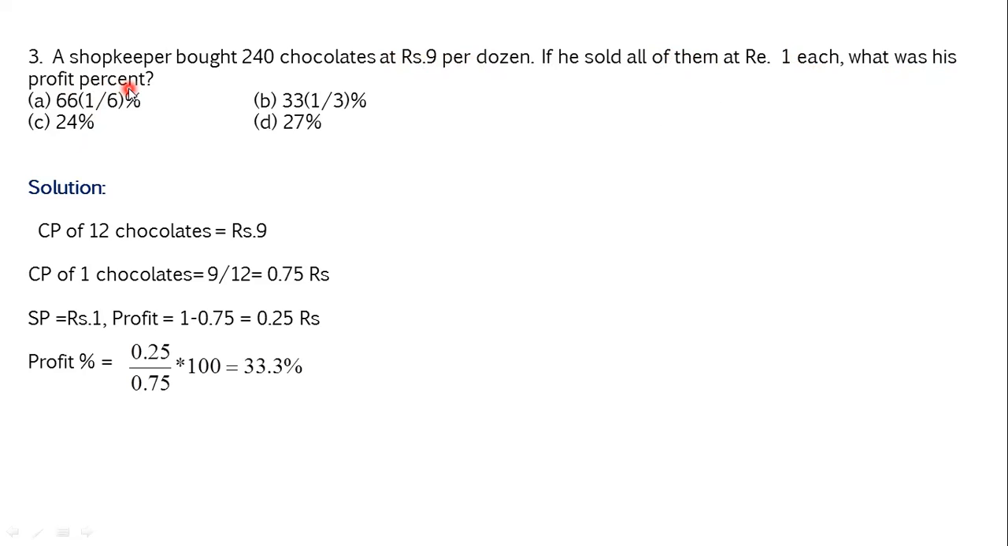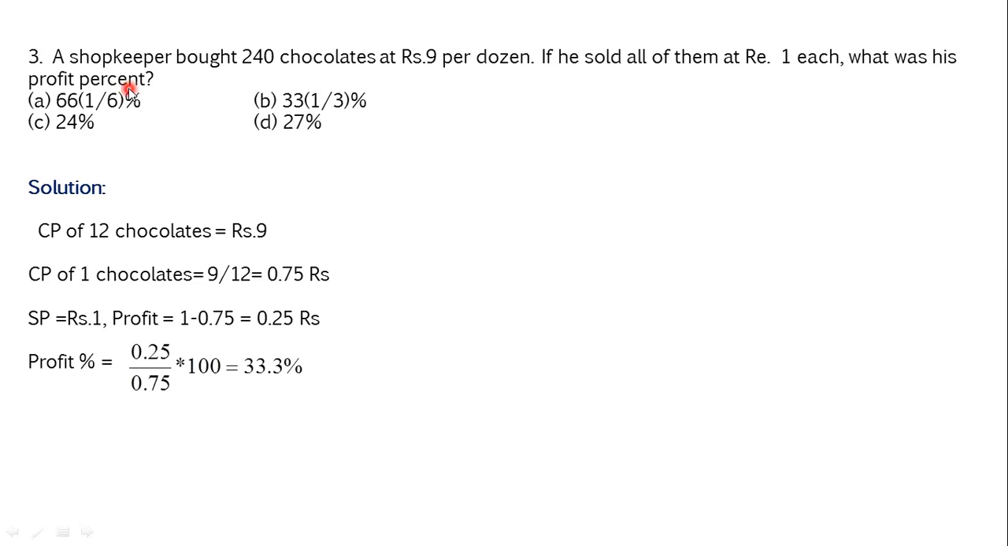First thing, have you understood the problem? If not, again we will read it. There is one shopkeeper who bought 240 chocolates at rupees 9 per dozen. In a dozen, how many chocolates will be there? 12. So 12 chocolates for rupees 9. In that fashion, he has bought 240 chocolates. That means how many dozens has he bought? 240 divided by 12. It will be 20 dozens.